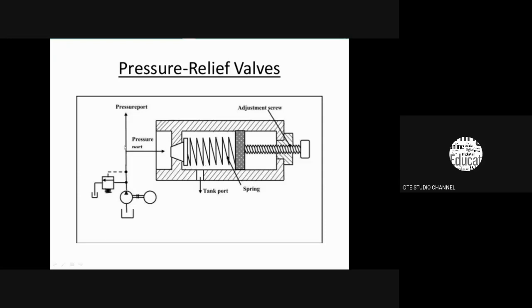Whenever the fluid pressure is less than the spring force, the poppet closes the pump port. There is no need of opening the port, because the pressure is within the set value. That's why no need of opening the poppet. That's why it is closed.